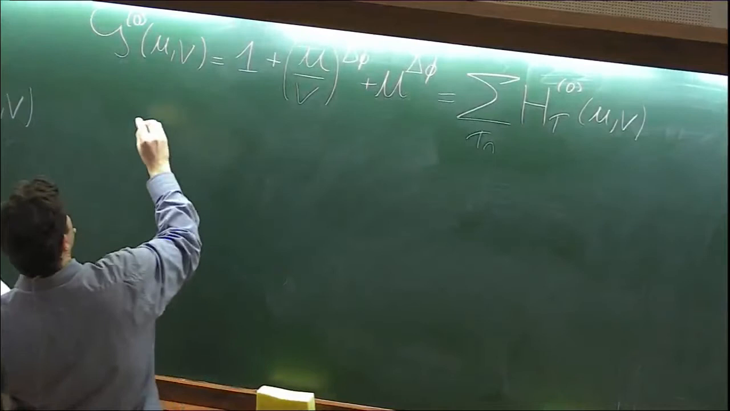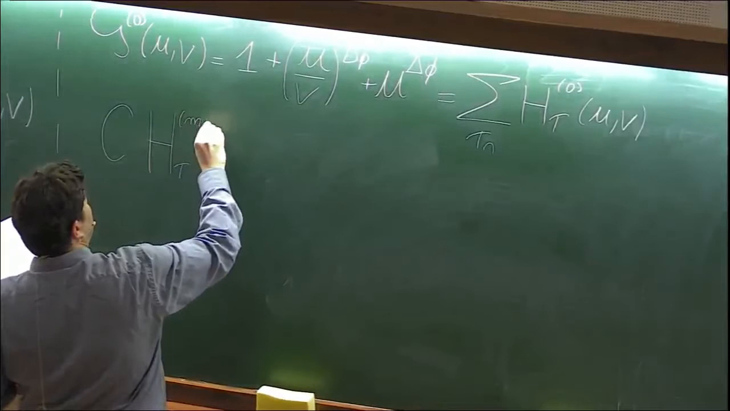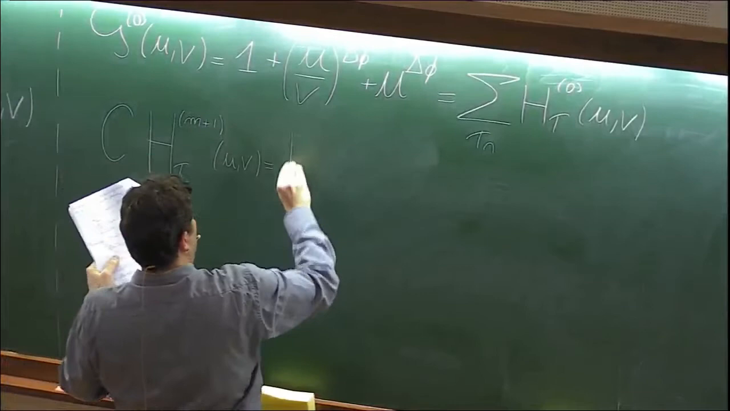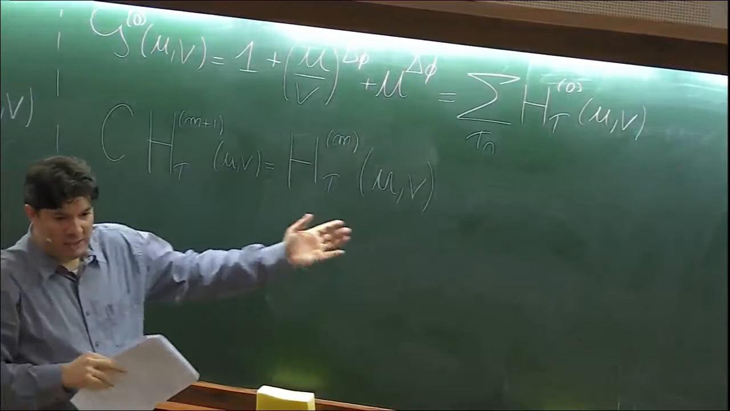You have a Casimir operator. And this Casimir operator, again, relates the n plus 1 to h tau m uv. Now, it's a little bit more complicated because you have two variables. This Casimir operator is a little bit more complicated, but conceptually, it's actually identical.